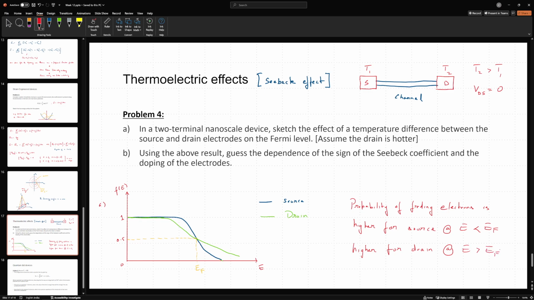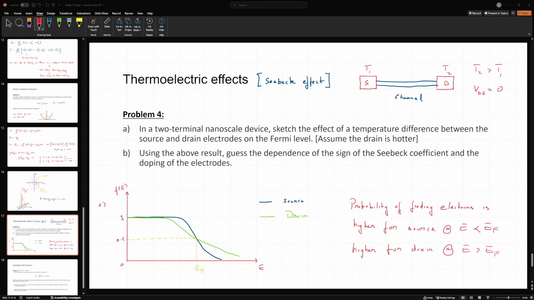So what does this mean? It means the valence band has more vacancies on the drain side, and the conduction band has more vacancies on the source side. Okay, so because below my Fermi level I have the valence band, and above my Fermi level I have the conduction band. Okay, so I hope that is clear.